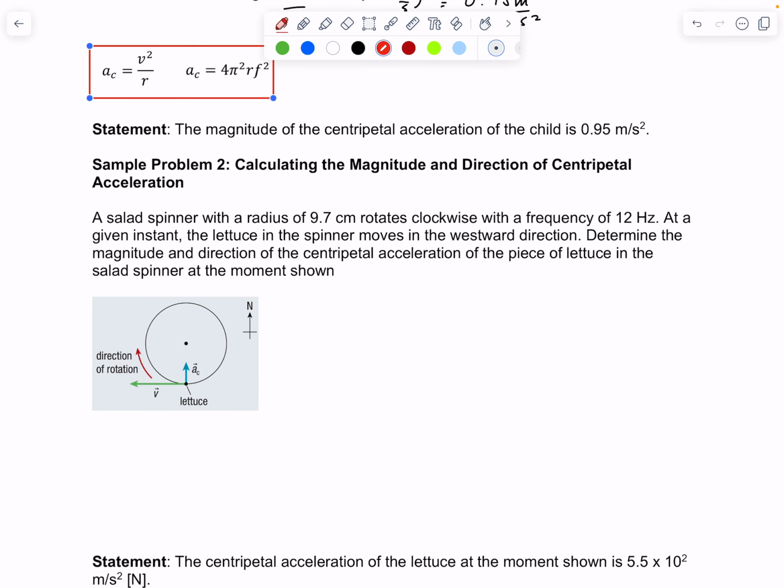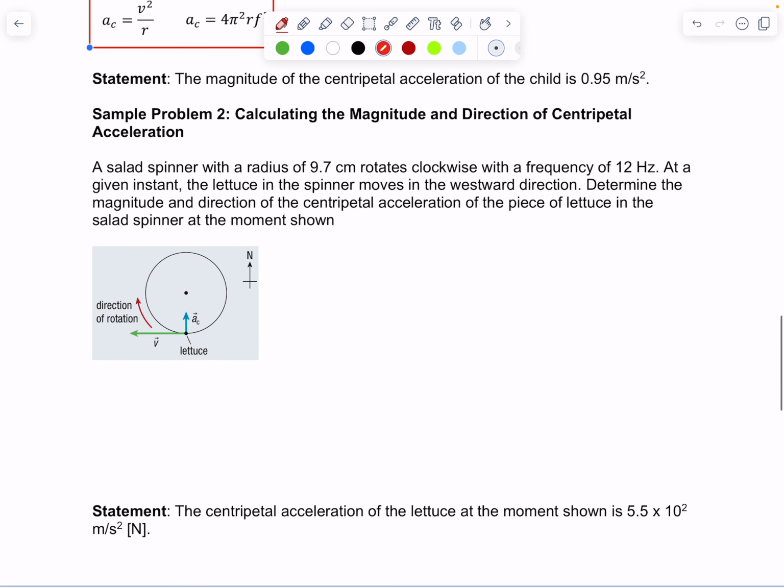All right, let's take a look at sample problem number 2, calculating the magnitude and direction of centripetal acceleration. A salad spinner with a radius of 9.5 centimeters rotates clockwise with a frequency of 12 hertz. At a given instant, the lettuce spinner moves in the westward direction. Determine the magnitude and the direction of the centripetal acceleration.